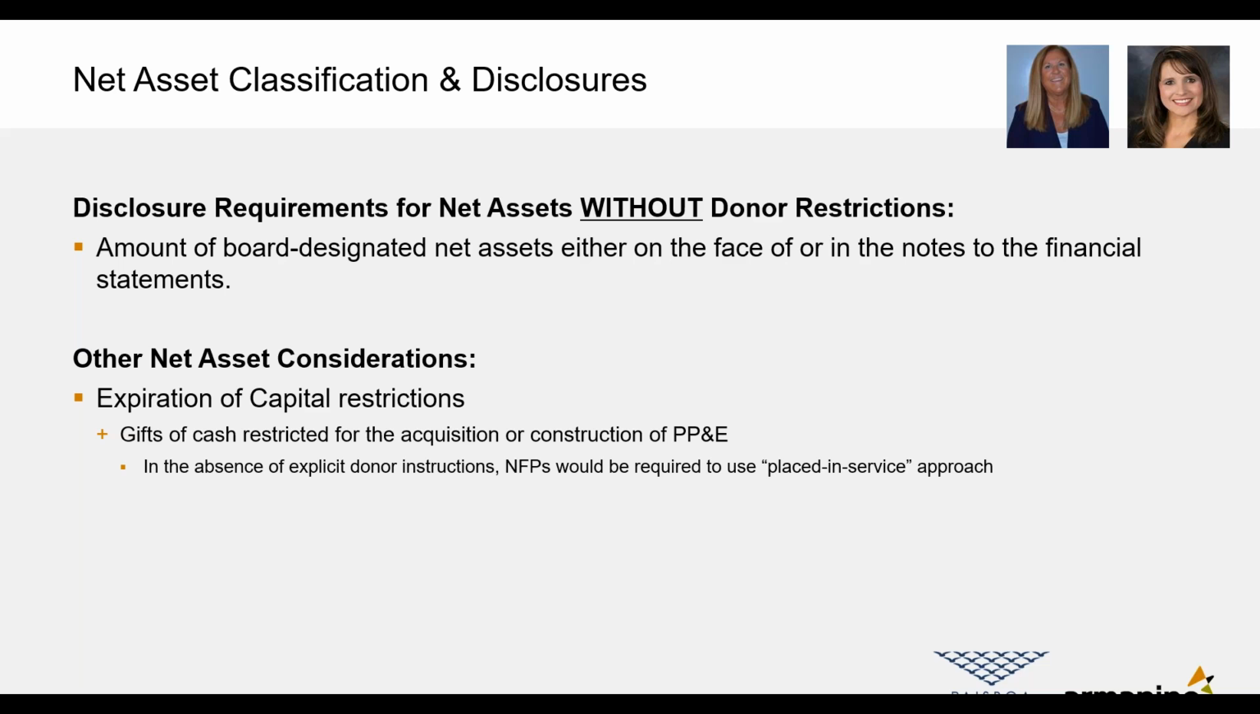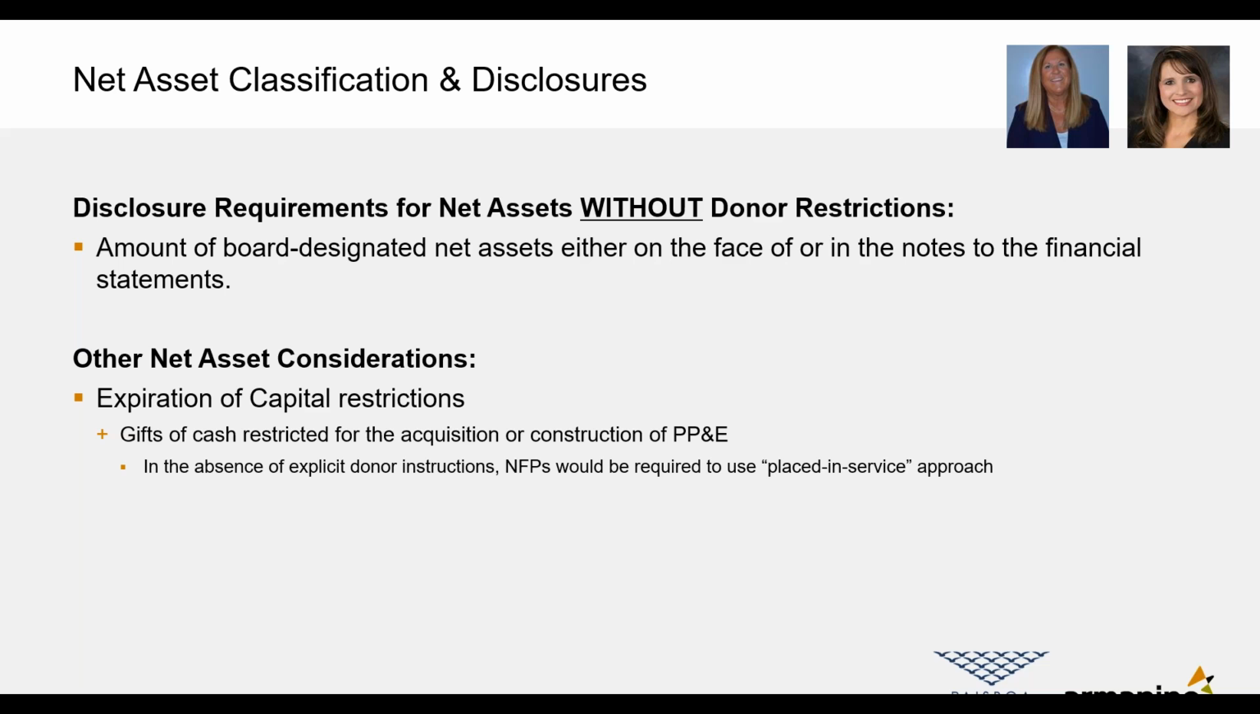The other thing is there are also new disclosure requirements specifically around your board designated. I know several of you, 80% said you have a board designated endowment. Before, there were not a lot of disclosures that were required around that. And now they've enhanced those disclosures. So you will have to disclose more information about your board designated endowments.